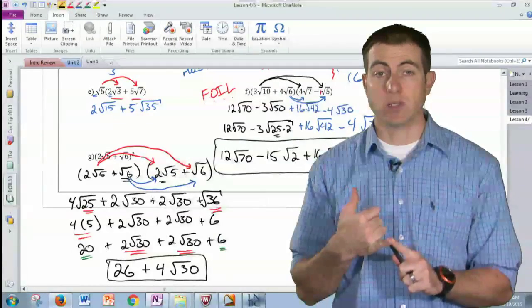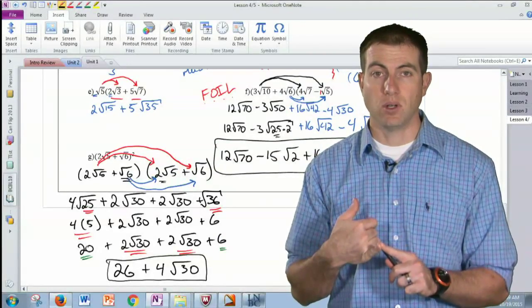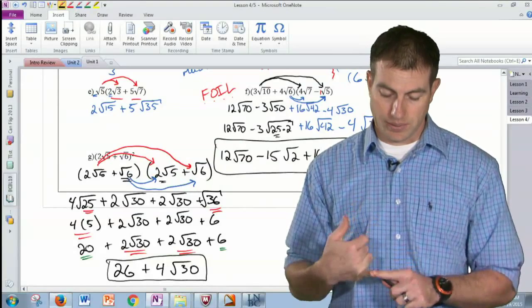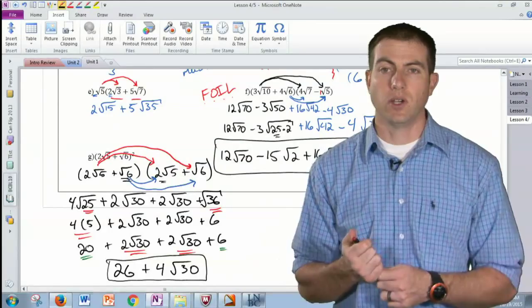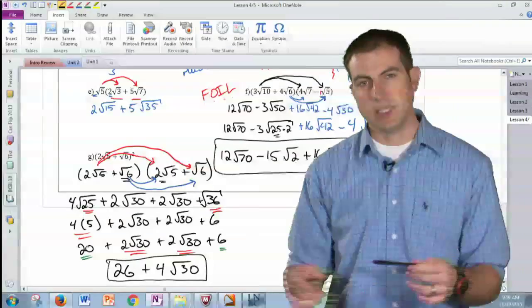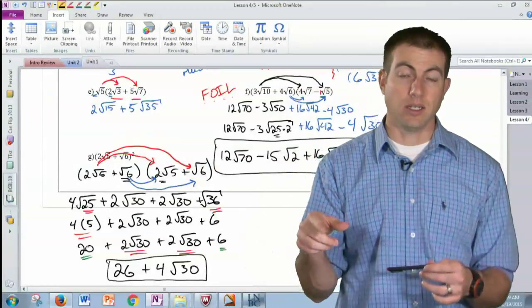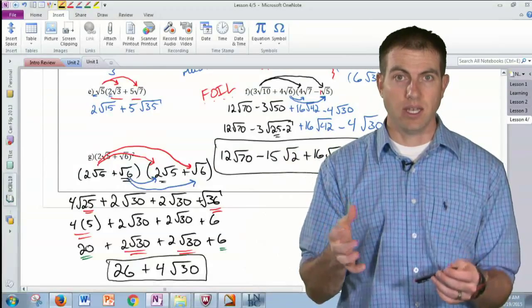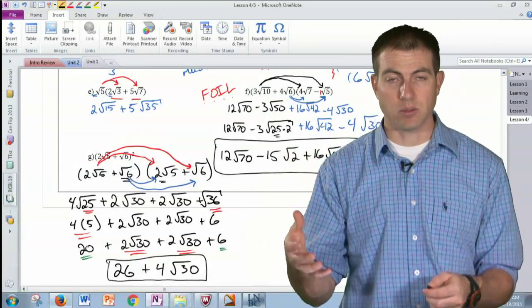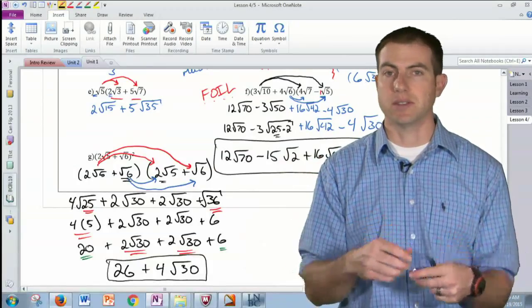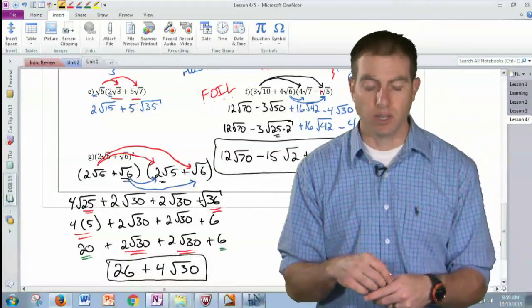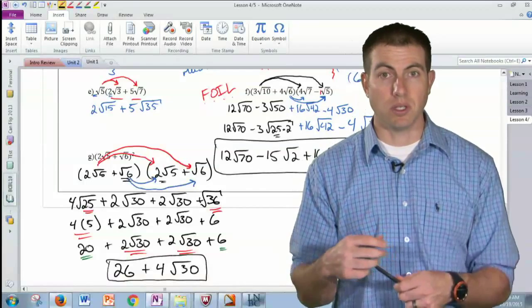There's no perfect squares that go into 30. So I'm done. There's nothing else I can do there. So you can kind of see how adding and subtracting is important to kind of master first. And before we can even do the adding and subtracting, it's kind of important to make sure you've mastered simplifying your radicals. Are there any perfect squares you can pull out? Are there any perfect cubes you can pull out?